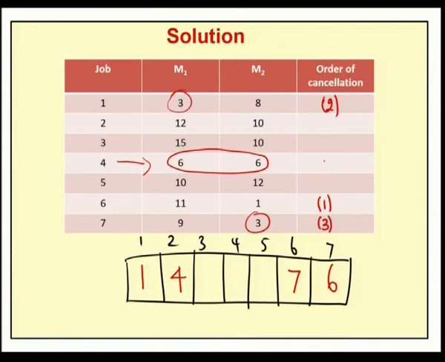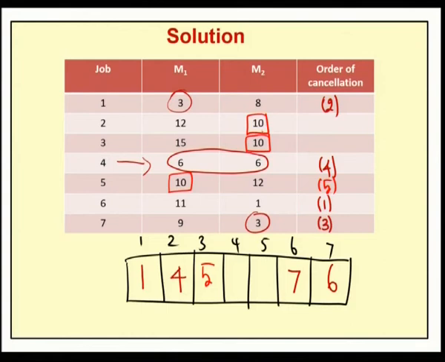Next, the smallest among the unselected jobs is 10, which occurs in 3 places. 10 corresponds to job 2 under machine 2, job 3 under machine 2, and job 5 under machine 1. Since this 10 comes under machine 1, corresponding to job 5, I will select job 5 and place it next to the first.